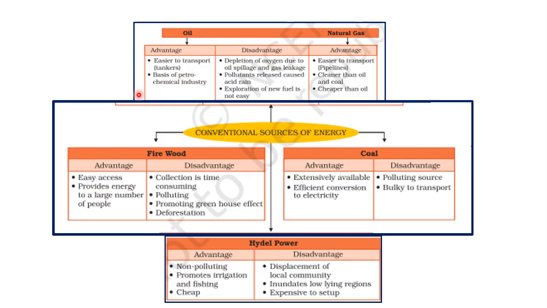Now we will see advantages and disadvantages of conventional sources of energy. Mineral oil, its advantages: easier to transport through tankers, basis of petrochemical industries. Generally, they are transported through pipeline. Natural gas advantages: it is also easier to transport through pipeline, cleaner than oil and coal, cheaper than oil. Means among all fossil fuels, natural gas is cheaper.